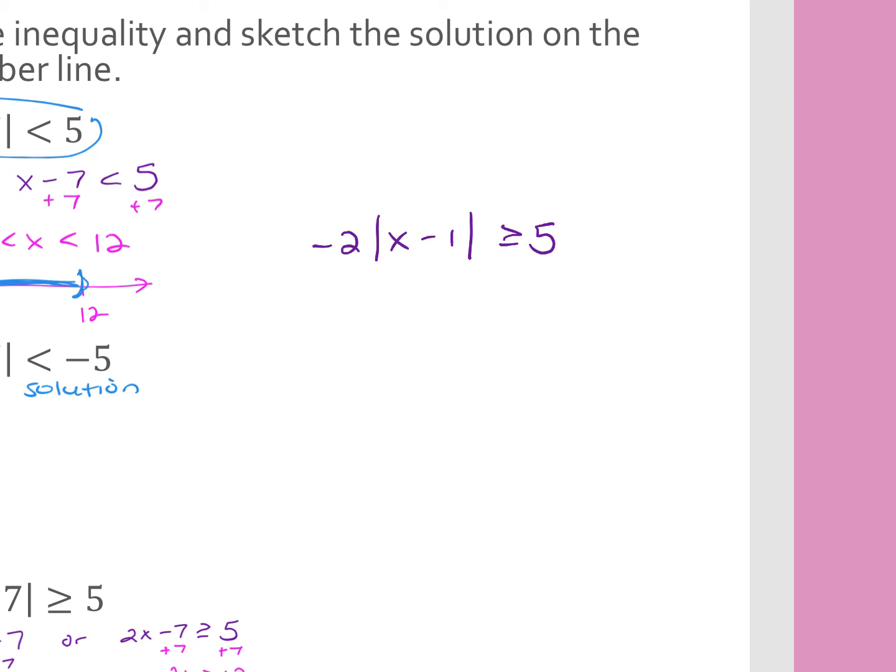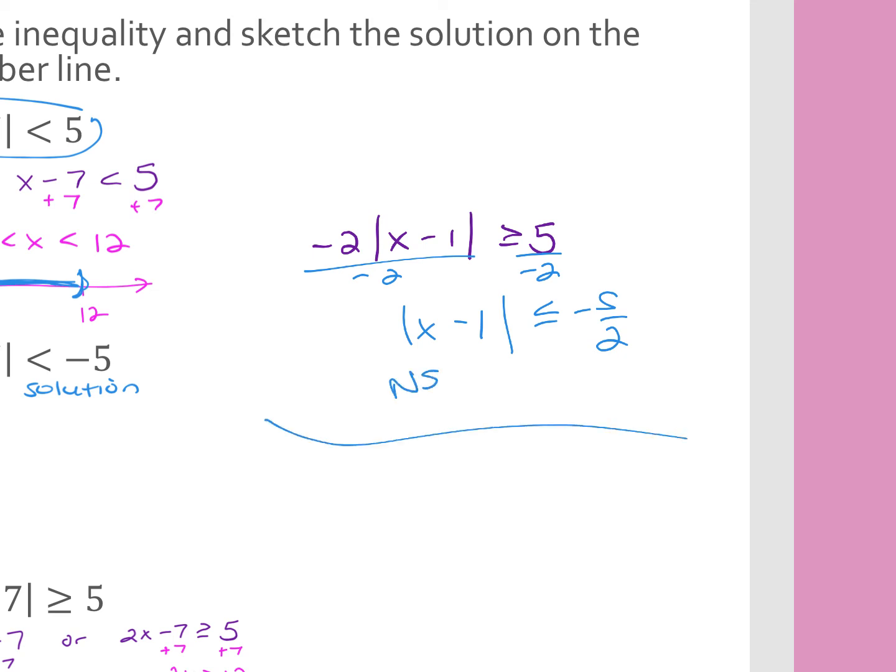That statement can't be determined if it's less than or greater than yet, because there's a number on the front. So the first thing we have to do is divide both sides by negative 2, and it changes the direction of our signs. Then I determine if it's less than or greater than. This would also be a no solution, but if that was positive, you would be able to make it less than, so it would be an and statement.